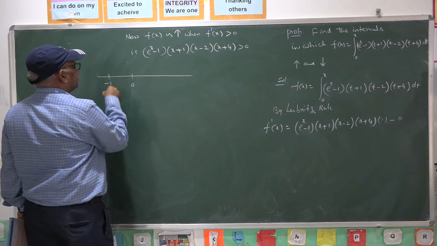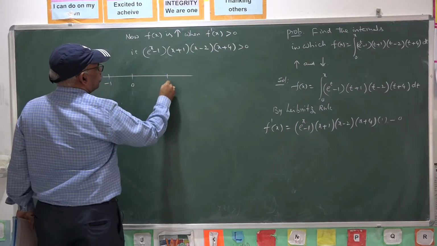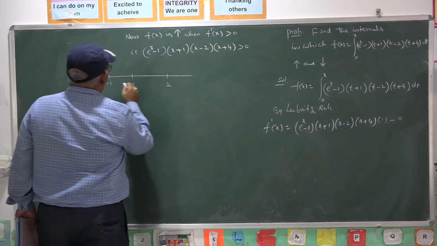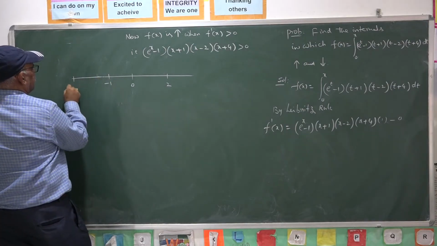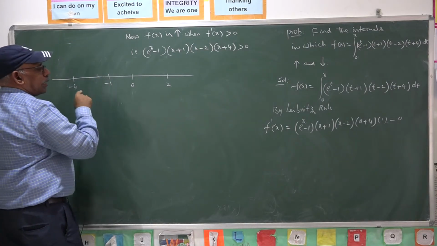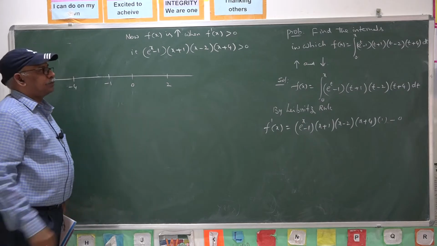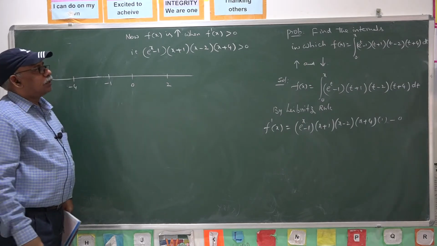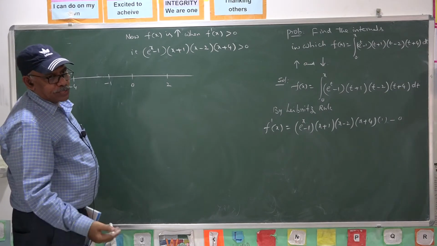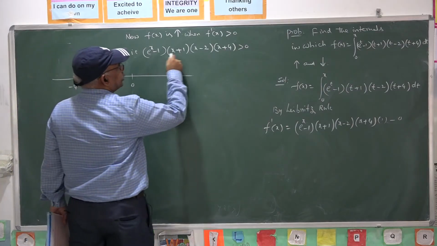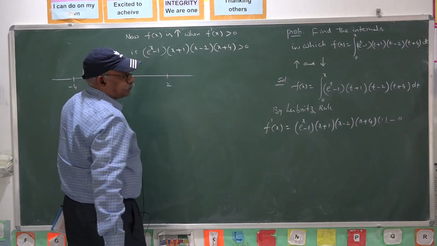minus 1, 2 and minus 4 here. Let us consider those critical points on the real axis. Now observe the values of x for which this expression is greater than 0.